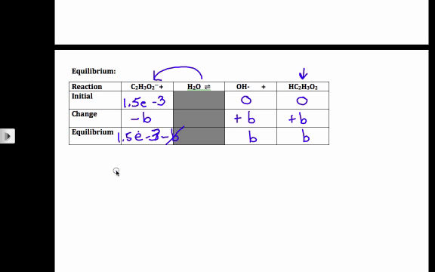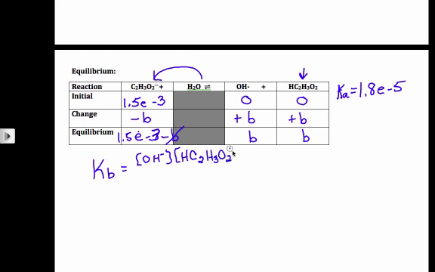Now, here's the problem. The issue with this one is we were given the Ka for acetic acid. The Ka for acetic acid is 1.8 times 10 to the minus fifth. But this is a Kb question. It's hydroxide times the acetic acid, HC2H3O2, over my acetate.